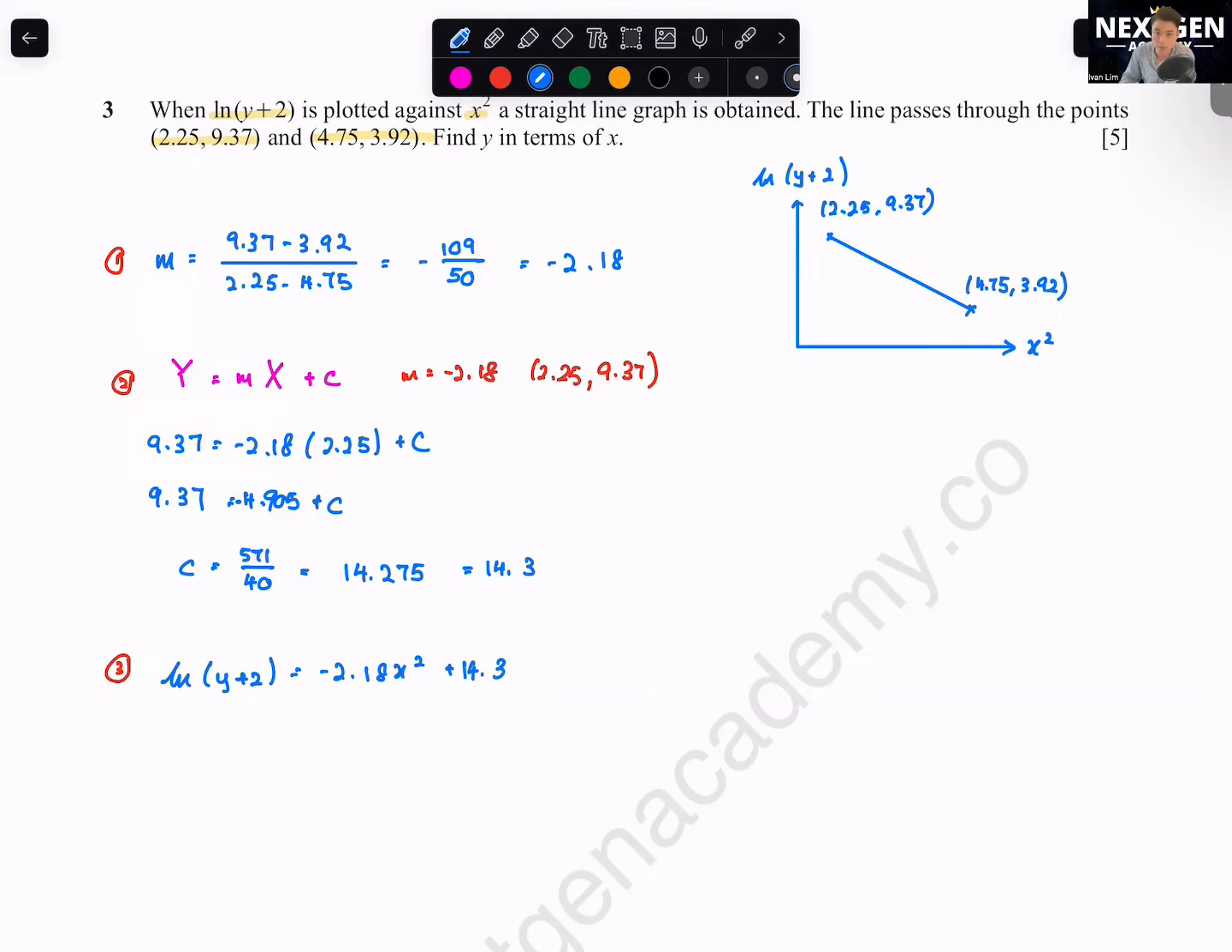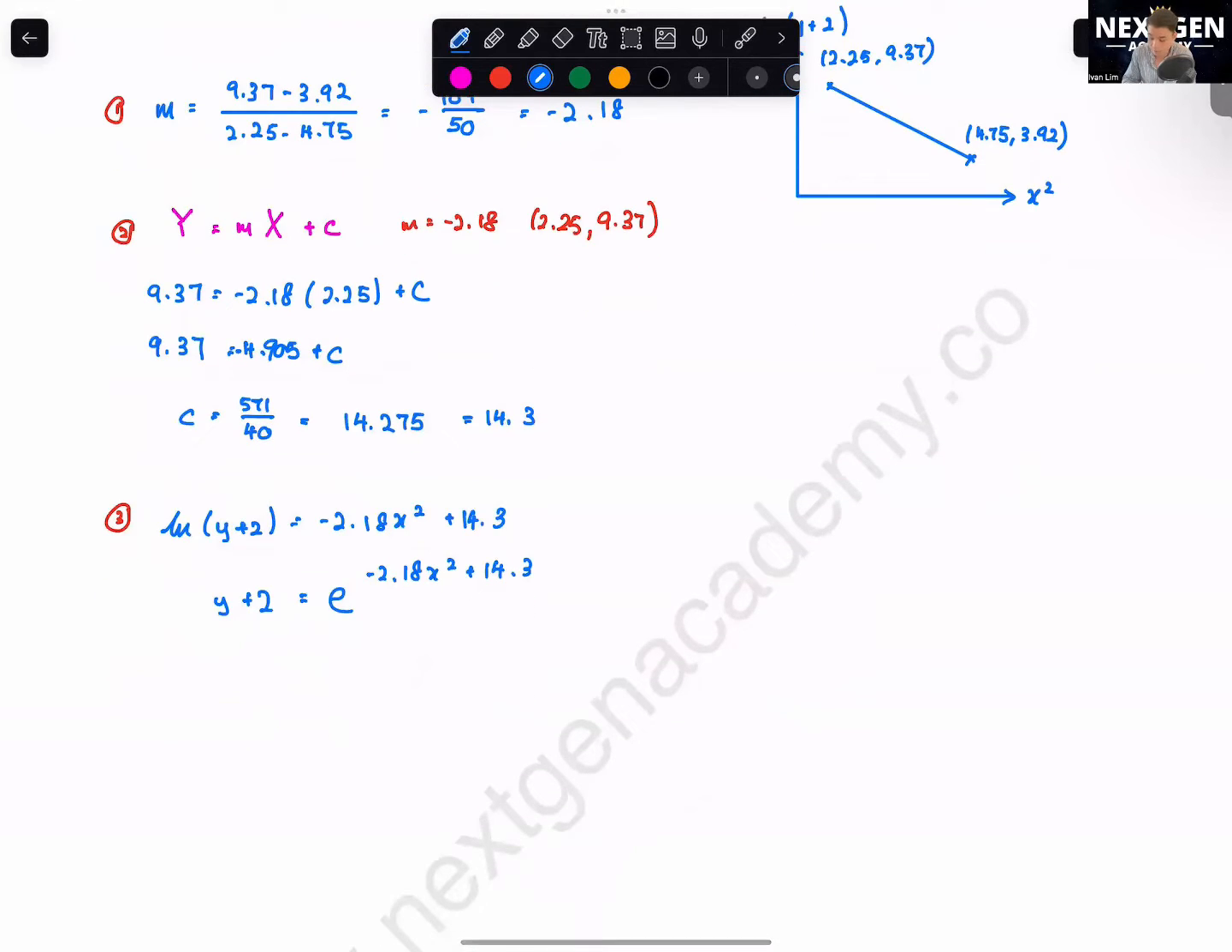This is not y in terms of x. We need to make y the subject. So y plus 2 is equal to e to the power of negative 2.18 x squared plus 14.3. You invert, ln will become exponential. Then you bring the minus 2: y equals e to the power of negative 2.18 x squared plus 14.3, minus 2. 14.275 also can.